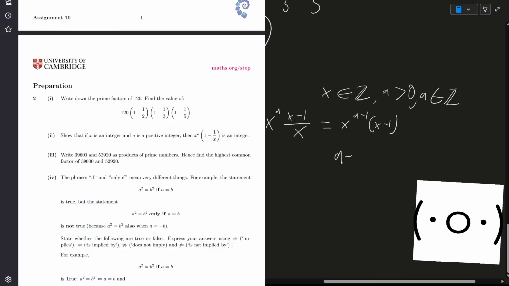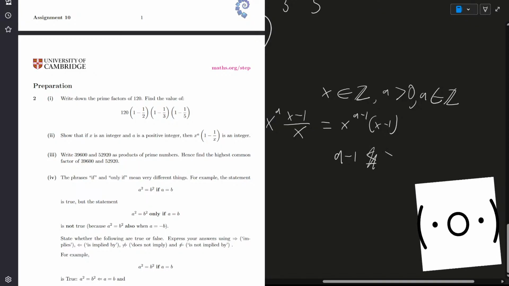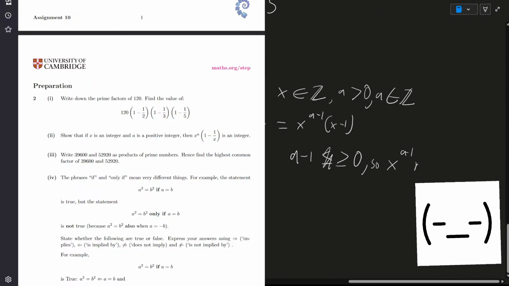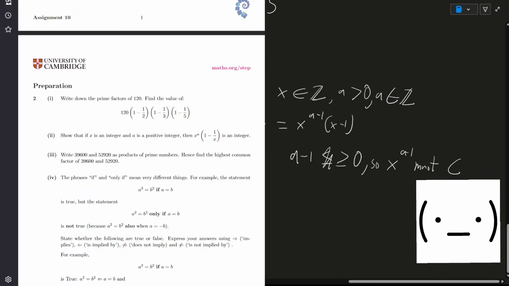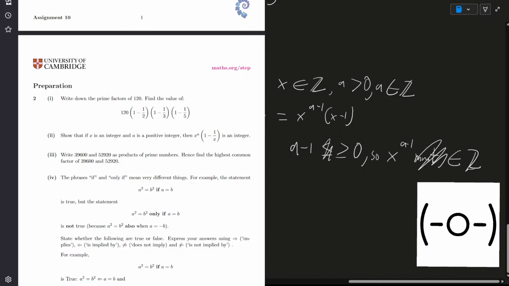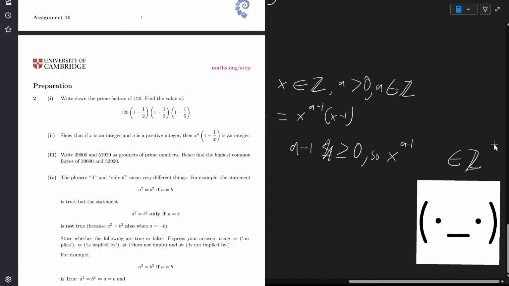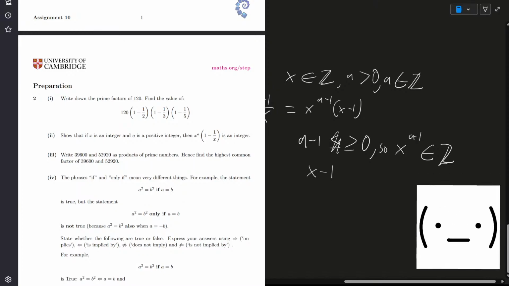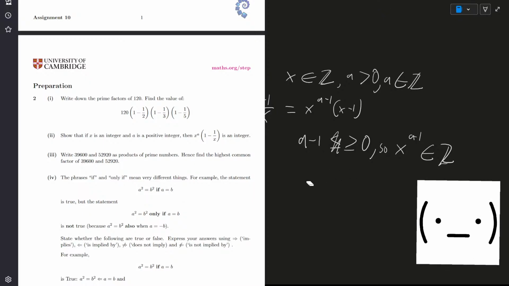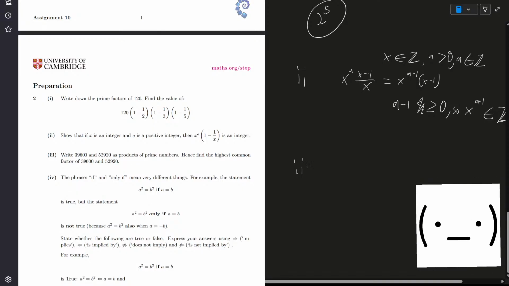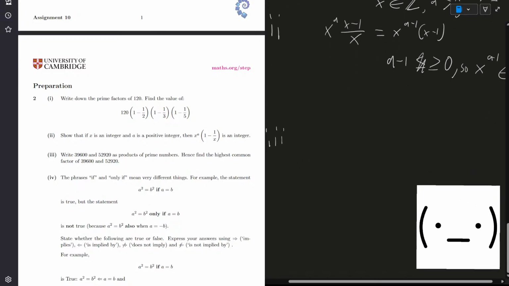That means a minus 1 must be bigger or equal to 0. So x must also be an integer. We can remove the must there. This a bit closer for clarity. And then, yeah, also since x minus 1 is an integer. So yeah, let's move on to triple I.